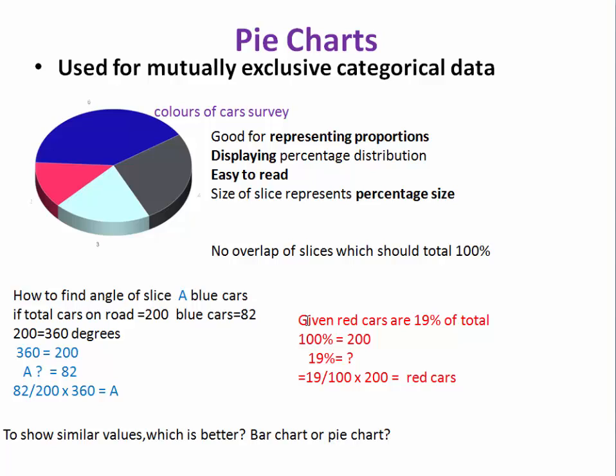If we're given the question in this form, given that red cars are 19% of the total, we write 100% is equal to 200 cars. So underneath 100% write 19 equals question mark, which would be the number of cars. Our fraction would be 19 divided by 100 and multiply that by 200, and that equals the number of red cars.